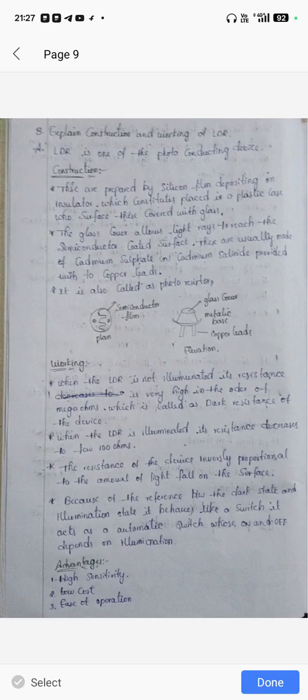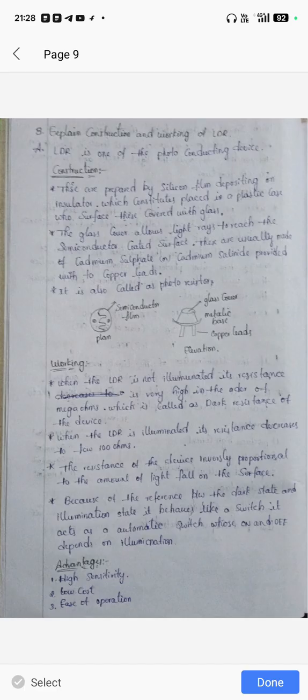Construction: these are prepared by depositing a silicon film on an insulator, which is placed in a plastic case whose surface is covered with glass. The glass cover allows light rays to reach the semiconductor coated surface. These are usually made of cadmium sulfide or cadmium selenide provided with copper leads. It is also called a photoresistor. Semiconductor film, glass cover, metallic base, copper leads.